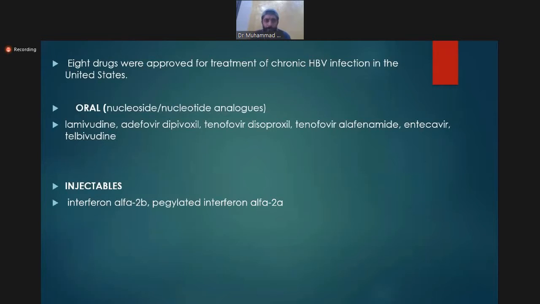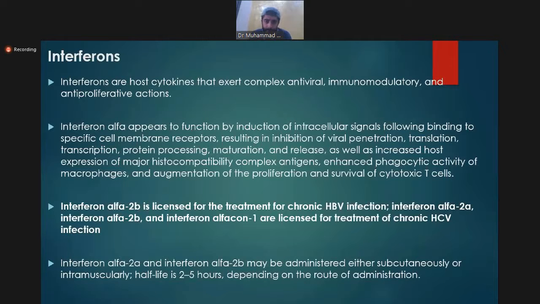So basically, what are interferons? They are basically host cytokines that exert complex antiviral, immunomodulatory, and anti-proliferative actions. What it does is it inhibits the penetration of virus, its translation, transcription, protein processing, maturation, and release. So by inhibition of all of this, it's basically doing an antiviral activity. They are not antivirals themselves; their actions cause the virus to die.